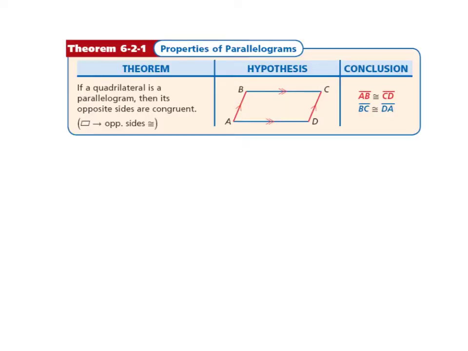So in addition to knowing that in a parallelogram, both pairs of opposite sides are parallel, we also know that both pairs of opposite sides should be congruent. So if I tell you you have a parallelogram, not only can you tell me opposite sides are parallel, you can also tell me that opposite sides are congruent. So in this case, segment AB is going to be congruent to segment CD, and BC would be congruent to AD.